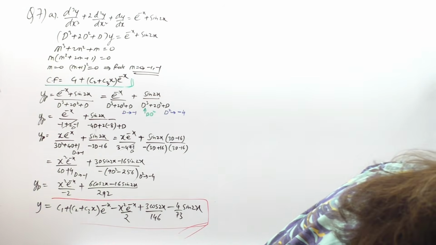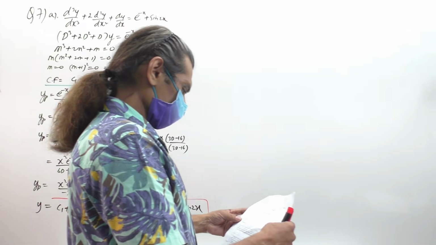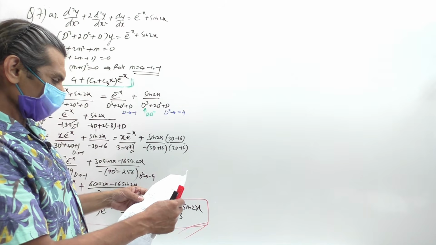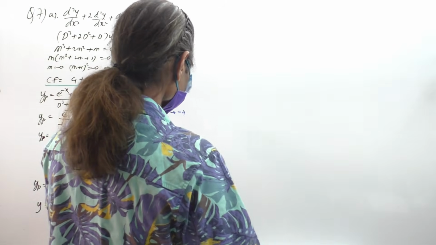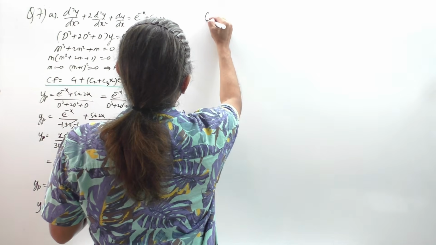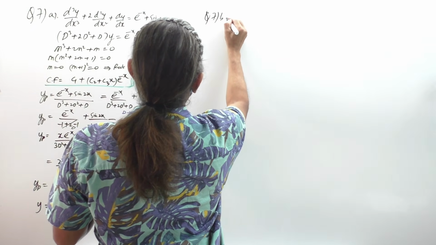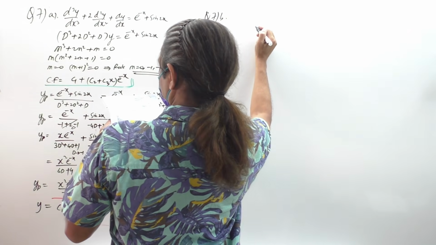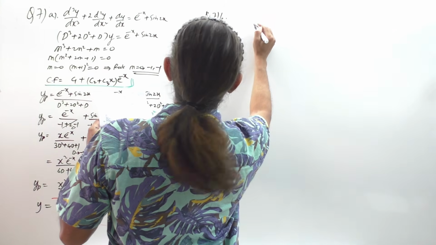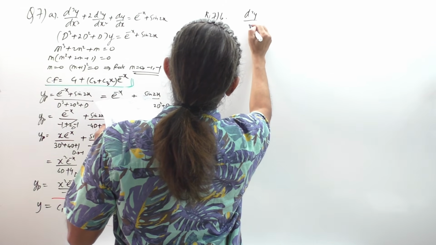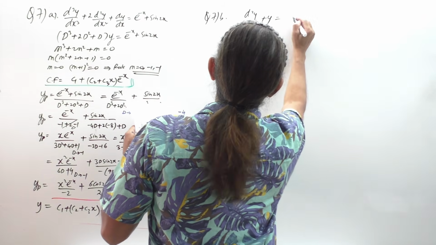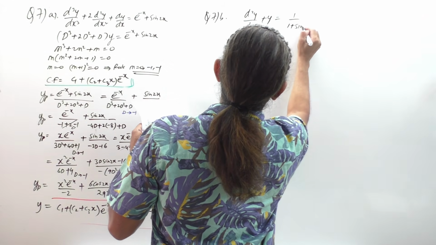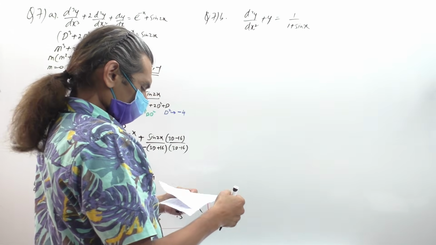Now let's move to the next, that is question number 7b. So the question 7b is solve by variation of parameters, that is d square y by dx square plus y equals 1 by 1 plus sin x. Okay, so let's solve this now.